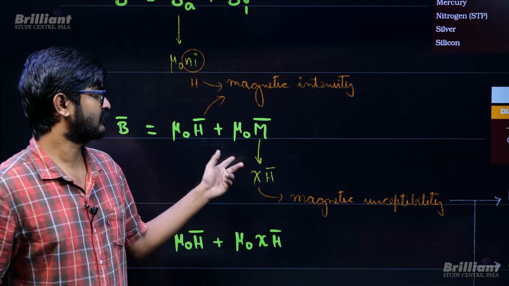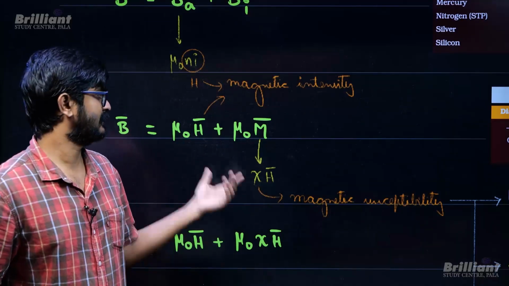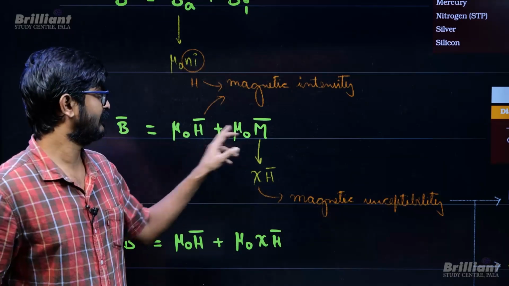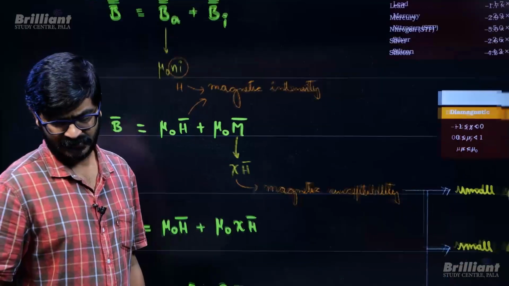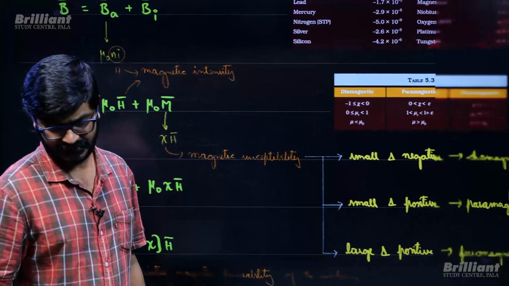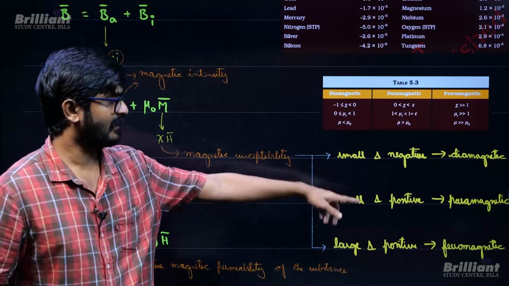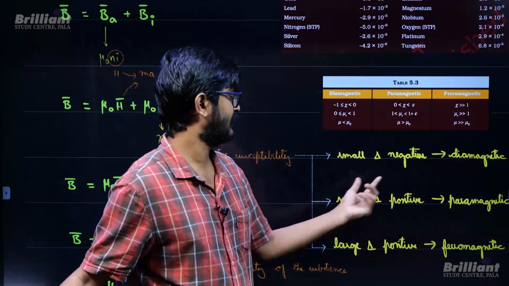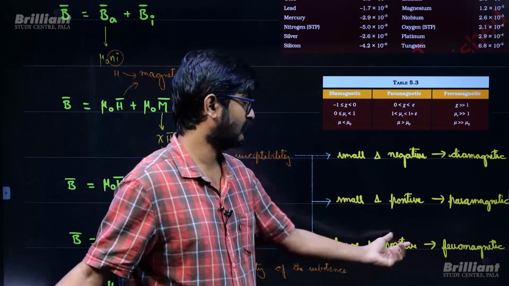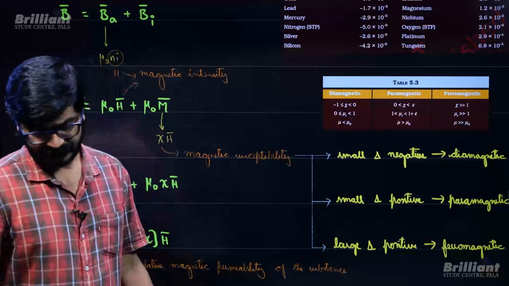Now this is a dimensionless quantity that you can see directly from here itself, right? These two will have the same dimension, so chi won't have any dimensions. Anyway, we will be discussing in future some materials which are called diamagnetic, paramagnetic and ferromagnetic. This chi value is small and negative for diamagnetic, small and positive for paramagnetic, large and positive for ferromagnetic.